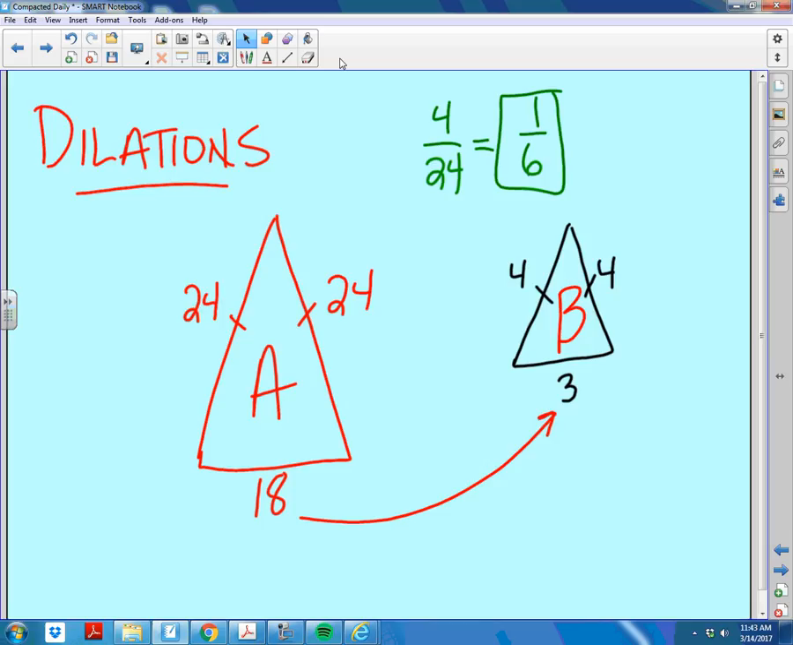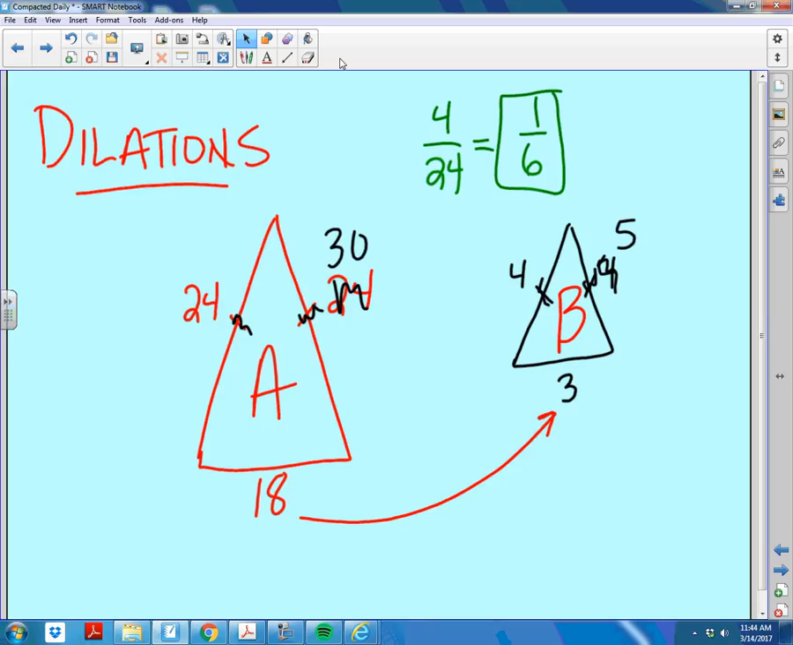Wait, but do the two sides of the triangle have to be congruent? No, I just made it that way. It could be. Yeah, if we didn't have these, this could have been 30, and this would have been 5. Still a dilation, because every side multiplies by the same scale factor to get the other sides.